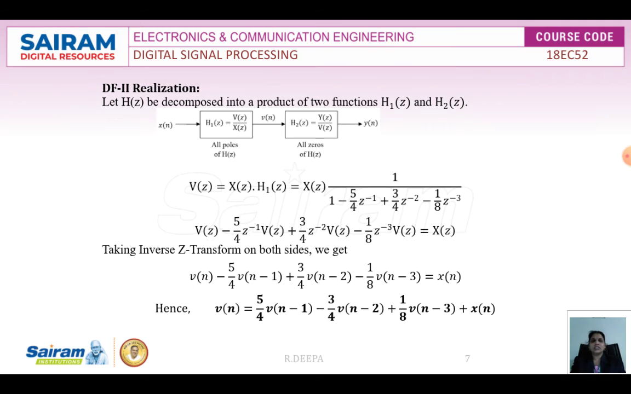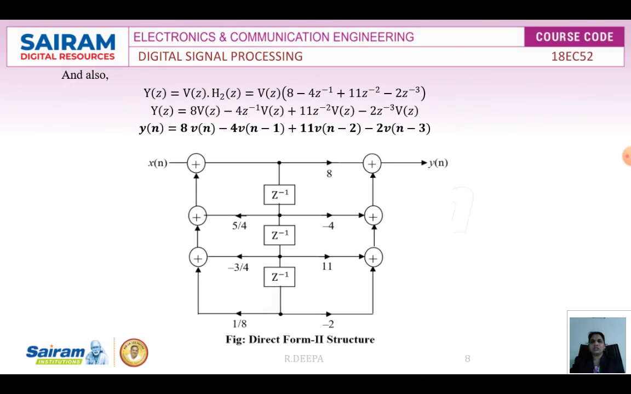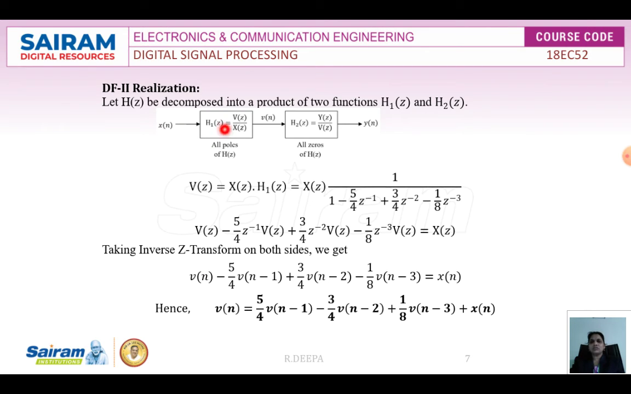So let us realize the direct form 2 structure. How to realize direct form 2 is, as already I have told you, you have to compose it as 2 terms, one is h1 of z and h2 of z. That is, all the poles of h of z can be named as h1 and zeros as h2 of z. So once you get h1 of z equal to v of z divided by x of z, v of z is nothing but the intermediate transfer function, that is, the intermediate output is taken as v of n. So the z transform of v of n is v of z.